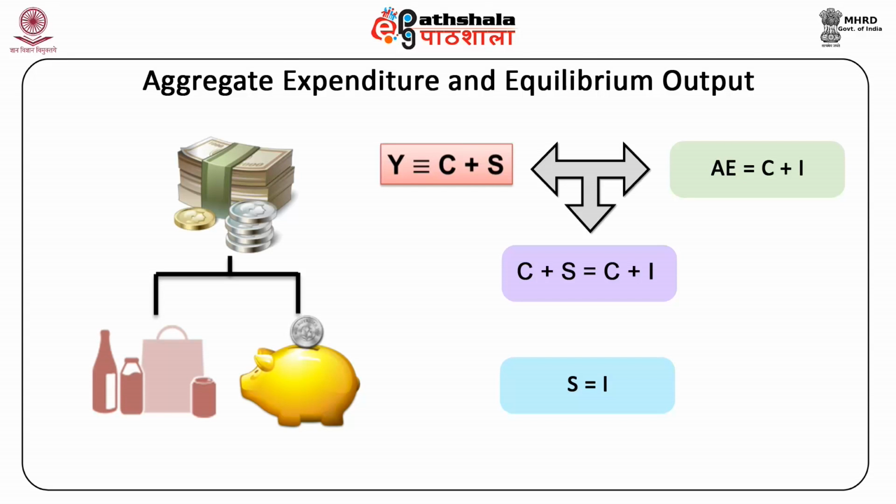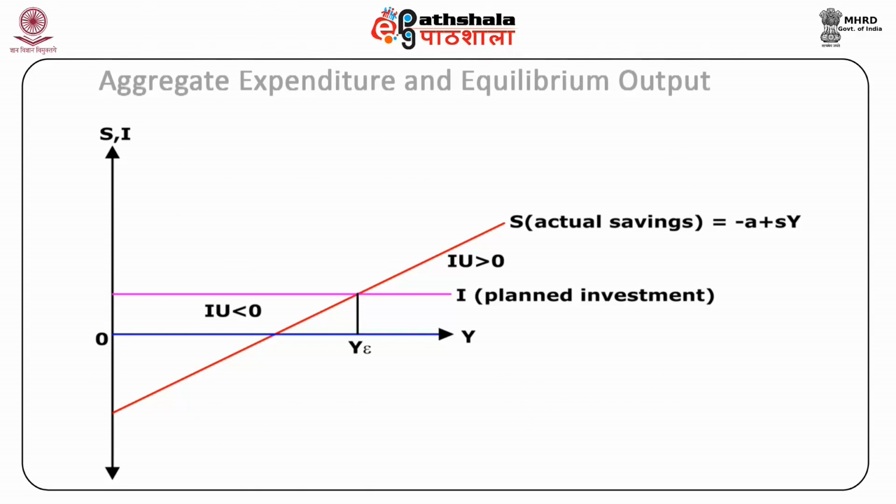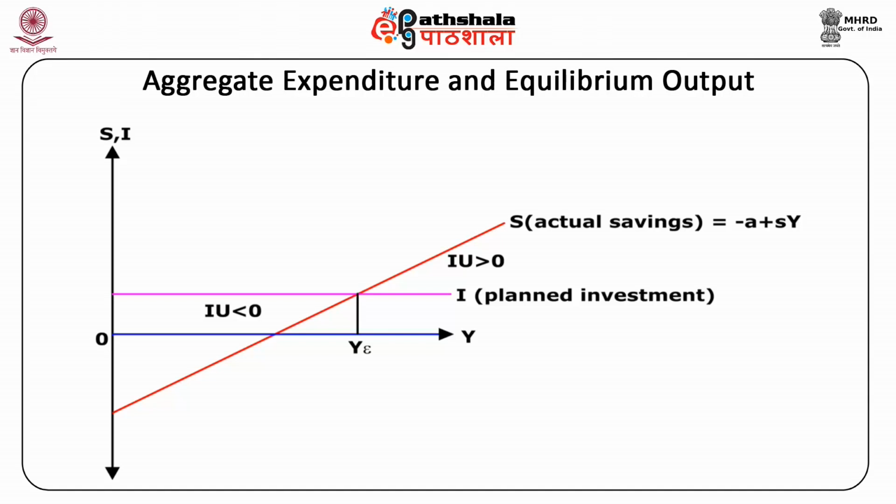savings equals planned investment. Let us discuss the relation between planned investment and savings. The investment curve is a straight line parallel to the y-axis and the saving curve intersects the investment curve at income level Y epsilon. Below Y epsilon, investment is greater than savings. As a result, unplanned investment increases, and beyond Y epsilon, savings exceed planned investment and thus unplanned inventory increases.